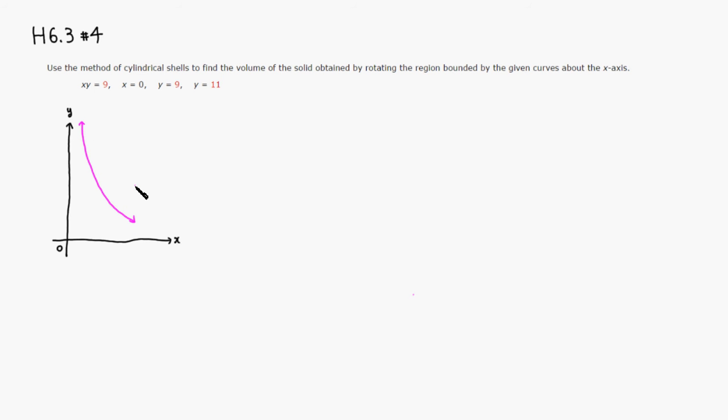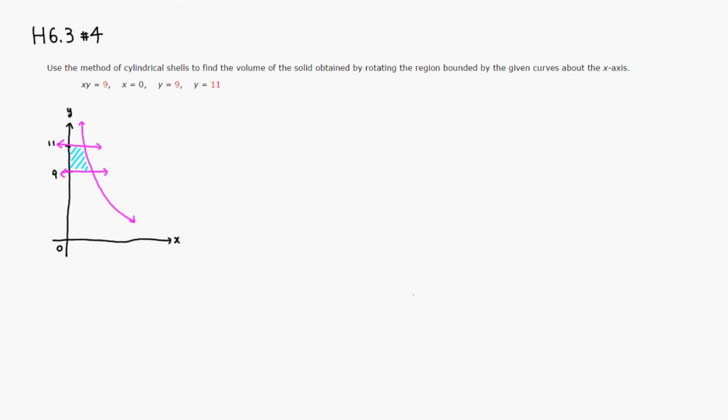Then you have the y-axis, and for y equals 9, I'm going to have to put 9 somewhere here, and 11 there. There are horizontal lines, so we have those lines. This is enough, and here's another one. So we have this region right here.